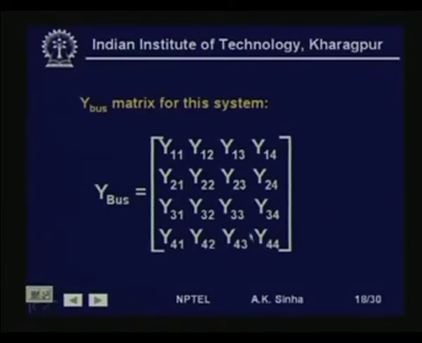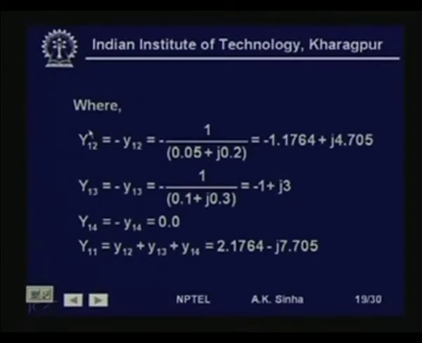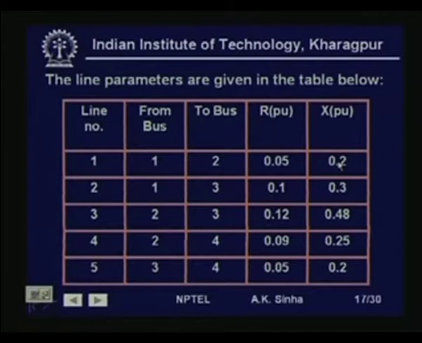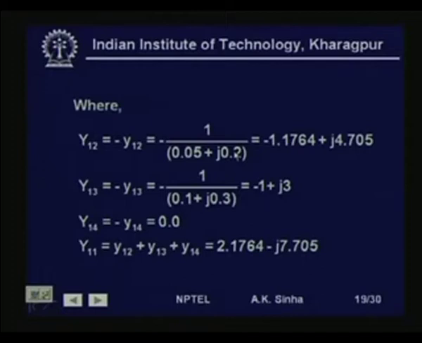What we will finally get is the Y bus matrix, which will be a 4 by 4 matrix for this system. So, let us see, if we are calculating, then Y12 is nothing but the negative of the admittance of the line between bus 1 and 2. So, this is minus y12 and y12 is 1 by 0.05 plus j0.2. So, if you see here, this is 0.05 plus j0.2. So, this is what we will get, 1 by this, and the negative sign comes for the off diagonal elements of the Y bus. This comes out to be minus 1.1764 plus j4.705. You can check these values. Similarly, for Y13 we can calculate, this comes out to be minus 1 plus j3.